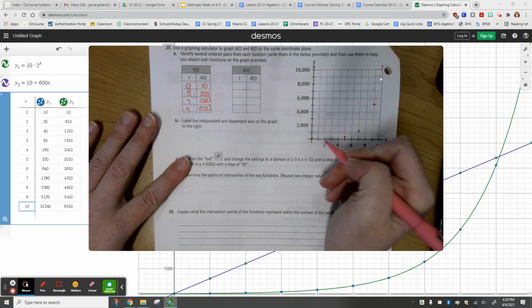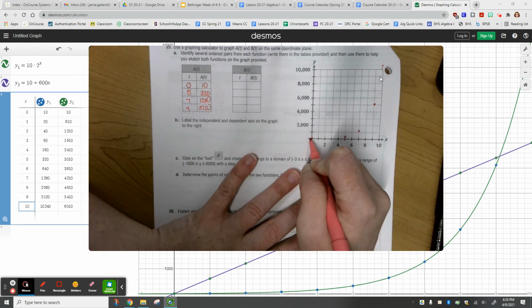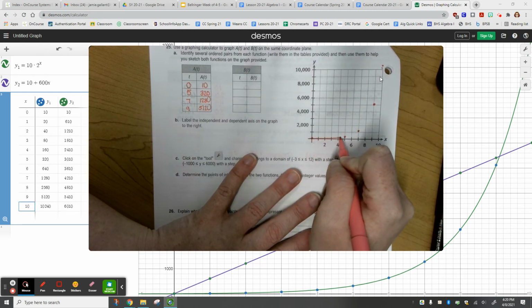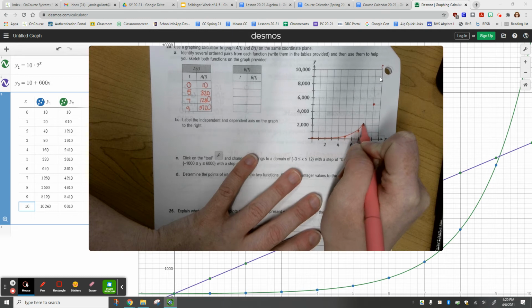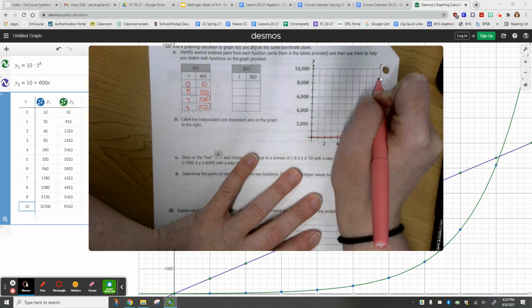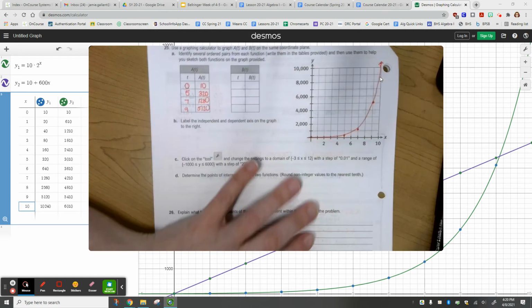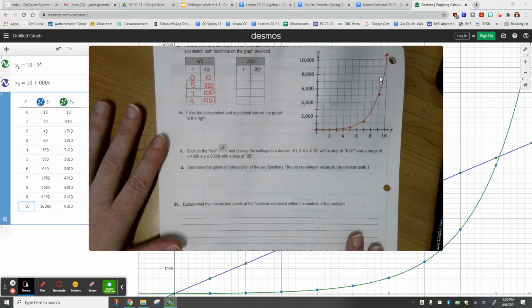And we could fill in some more, but this should be enough to kind of get us started. And that's going to be pretty much as good as it's going to get.